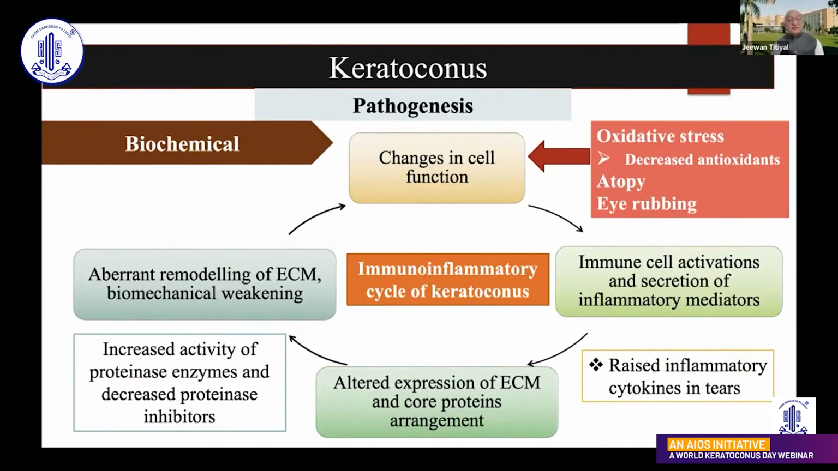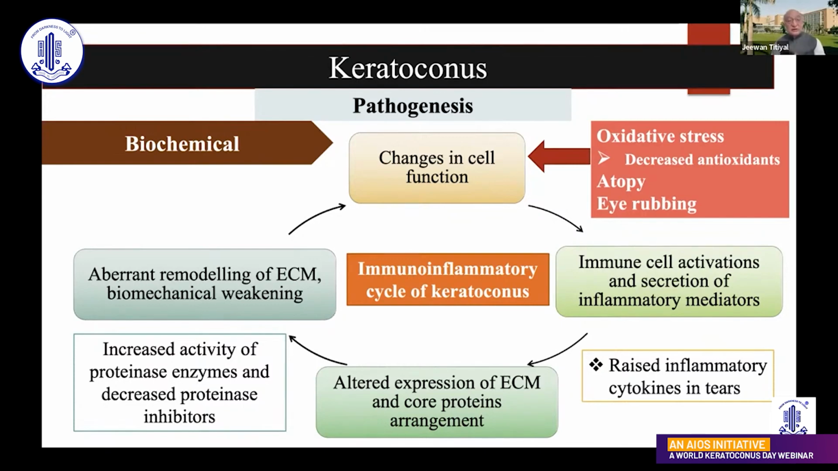What about the actual changes happening, which are the biochemical factors? Basically, it is two things. One is the immunological response and inflammatory response, which leads to keratoconus disease per se. You have a change in cell function because of oxidative stress, with antioxidant atrophy happening because of decreased antioxidants in these cases, which will cause eye rubbing. There is immune cell activation and secretion of inflammatory cell mediators, which will again act on the corneal collagen. The raised cytokines will again affect the biochemical metabolism of these cells.